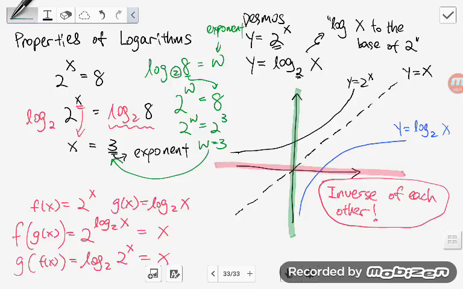Okay, I'll show you more examples in the next video. But for now, I hope you see the relationship between exponential functions and logarithmic functions.